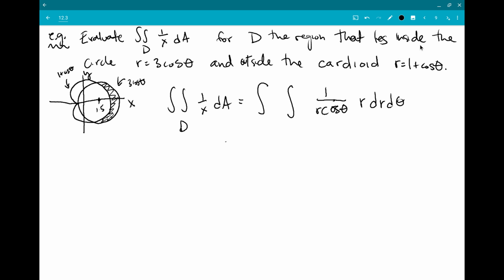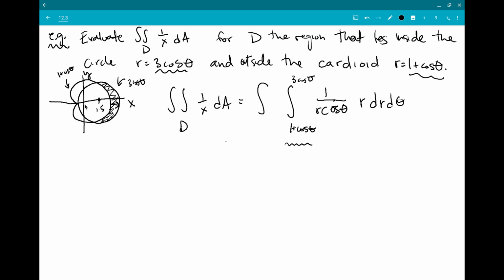They said we're inside this circle and outside this cardioid. So the closest we ever are to the origin is right before we start cutting out the circle. So it's this one. Closest distance is 1 plus cosine theta. And the furthest distance is after we've entered the region, we go out until we hit the circle. So they gave that to us as 3 cosine theta. So our bounds for r can just come from what was given in the problem.